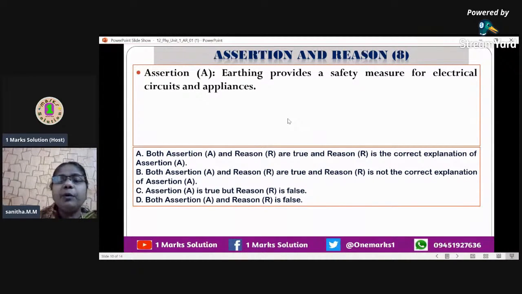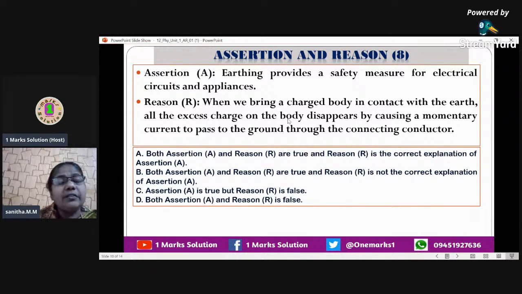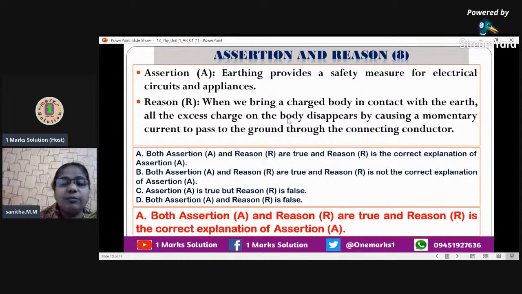Now we can go for the eighth question. Assertion: Earthing provides a safety measure for electrical circuits and appliances. Of course, we know that. Why? Because if anything happens, all the charges will go directly to the earth, not to our body if you are touching that. Now the reason given: when we bring a charged body in contact with the earth, all the excess charges on the body disappear by causing a momentary current to pass to the ground through the connecting conductor. Of course, we know that.